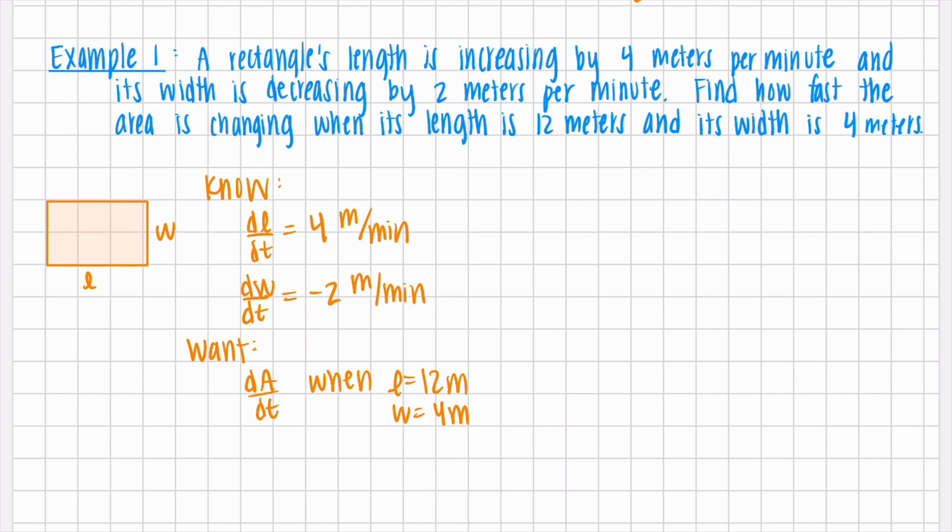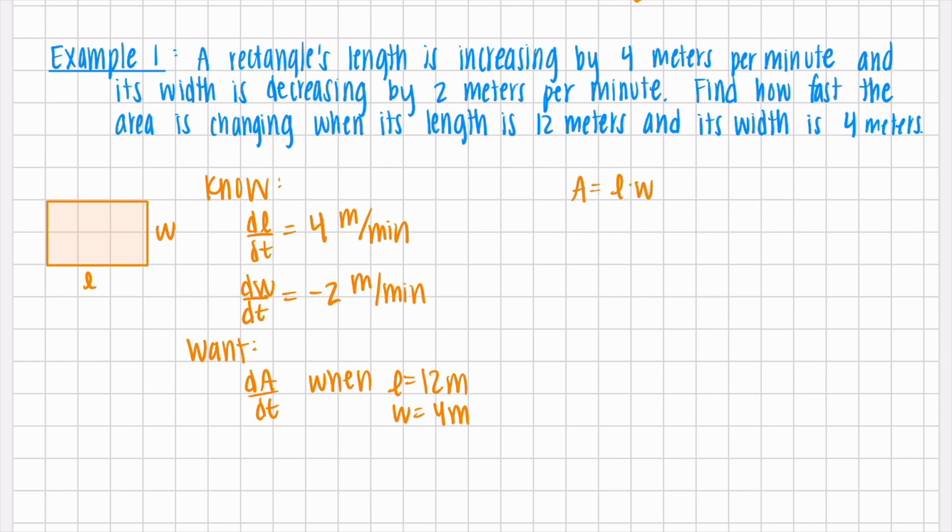Once you do that, now look at what you have. I'm talking about area, I'm talking about length, and I'm talking about width. What equation do you know that relates all of those together? I know that area of a rectangle is length times width.